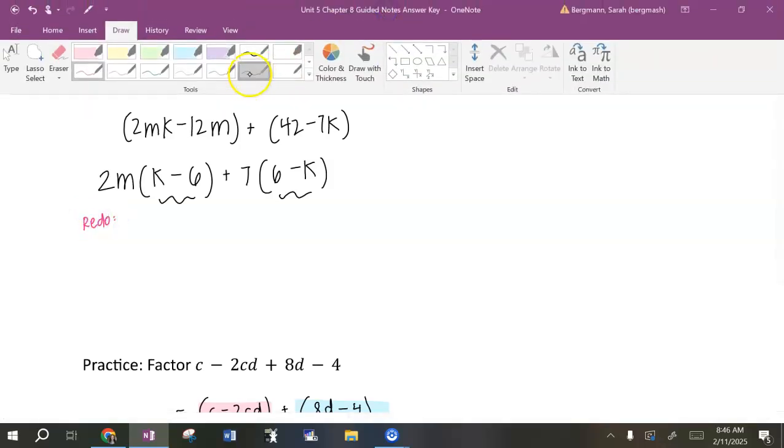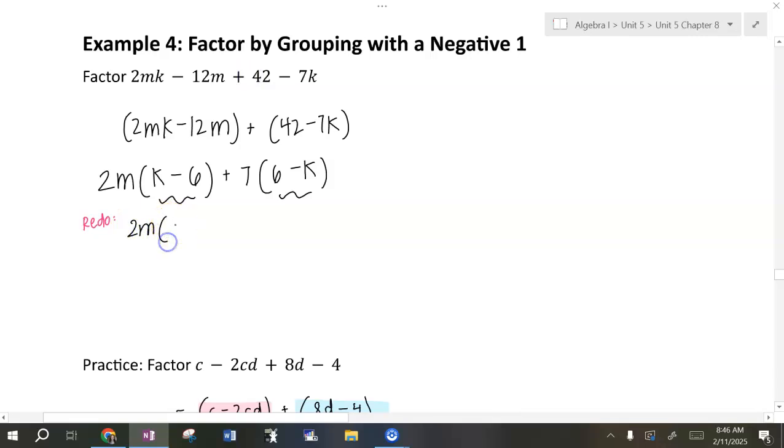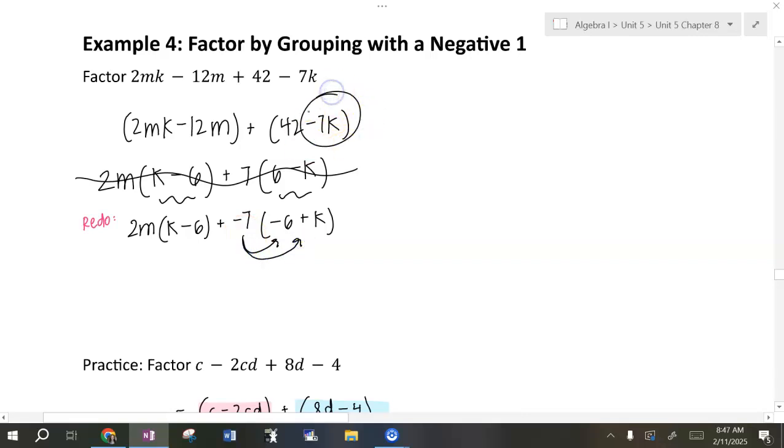So that's okay if you don't get it right the first time. Sometimes even I still have to redo this occasionally. Instead of factoring out a positive 7, I'm going to take out a negative 7. So if you want, you can put plus negative 7, or you can just put minus 7. When I redo this and I factor out a negative 7 from 42 minus 7k, that would get me a negative 6 plus k, because negative times a negative will make that positive, and then a negative times a positive will make that negative.